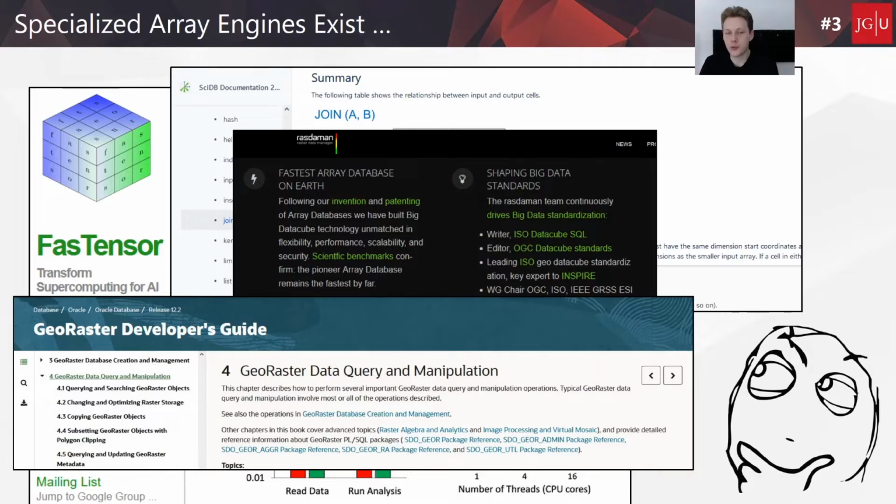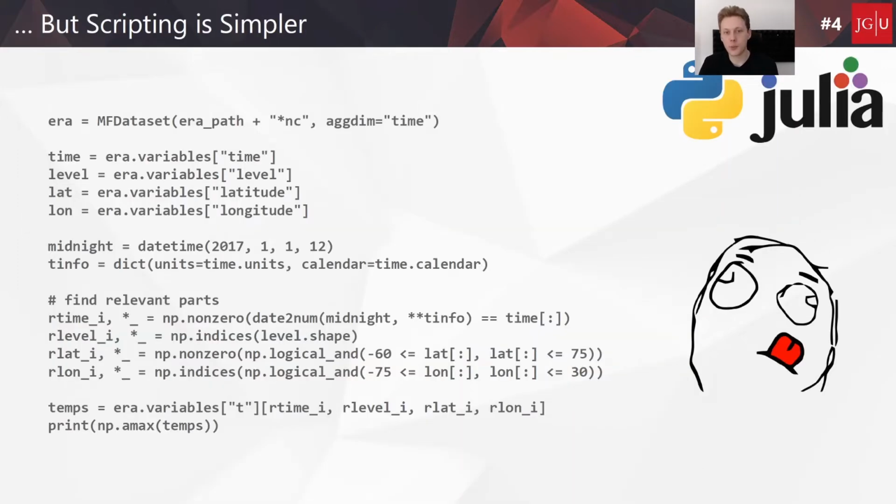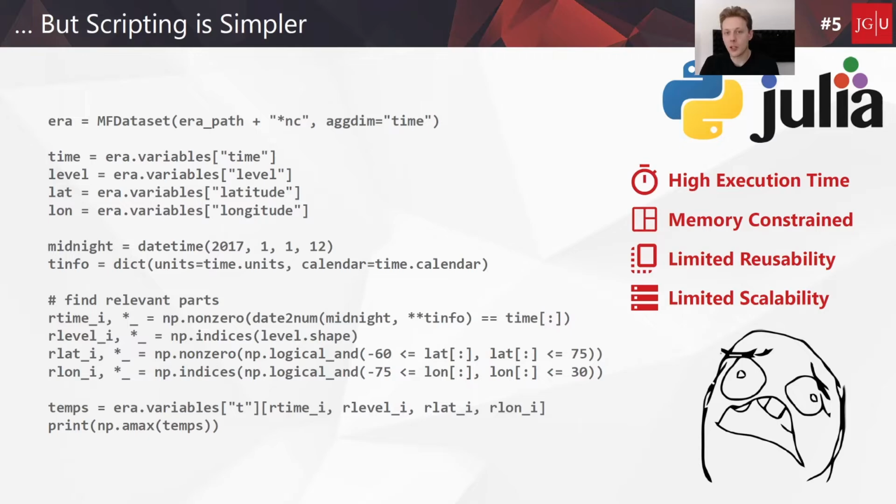However, what we've observed is that in practice, these systems aren't used at all because they're complicated to use and complicated to set up and complicated to learn. And so what climate researchers usually do is write their own Python or Julia scripts from scratch, and that will do the trick. However, especially when the dataset gets larger, these scripts will stop scaling and they will become very slow and very memory hungry and so on. So this is not an ideal solution.